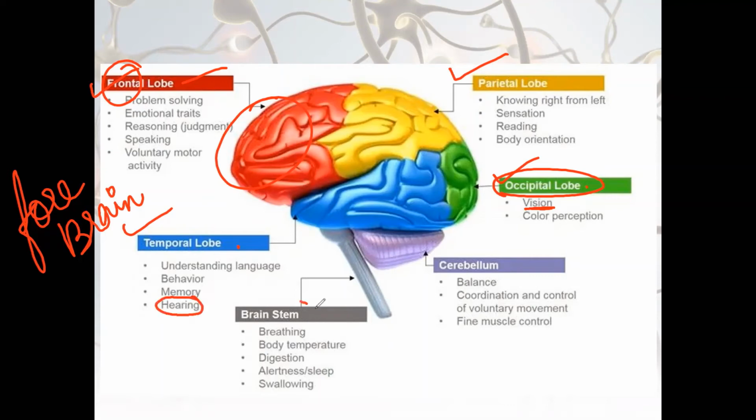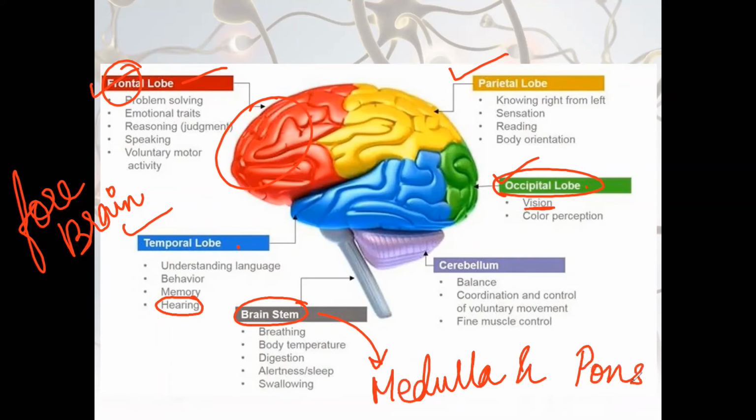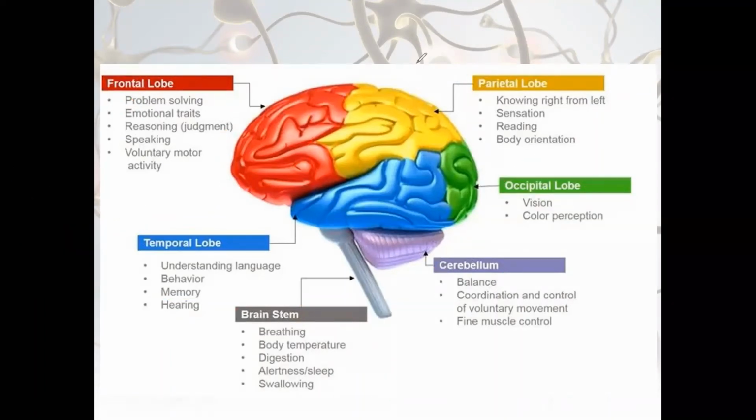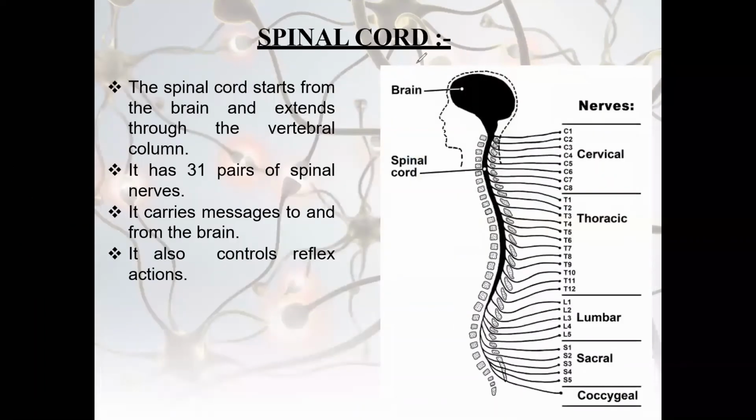And as I was telling you, brainstem is composed of medulla and pons. All right. Then there is a cerebellum. Main function is balancing, coordination and control of voluntary action, fine muscle control. So this was about the human brain. Now we will learn about the spinal cord.